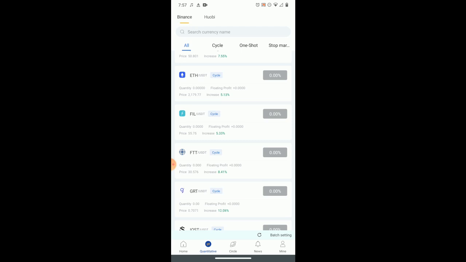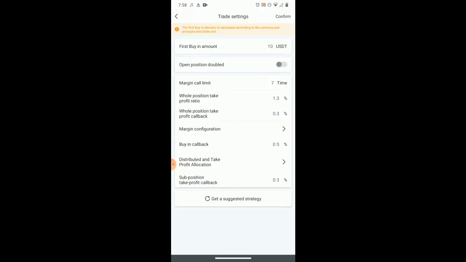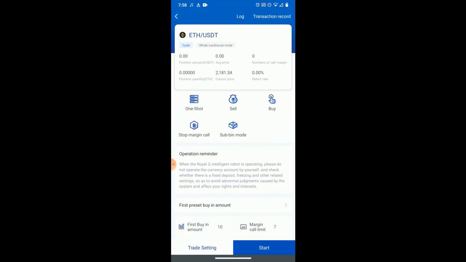So you will click on the pair. Then, before that, I will use this opportunity to explain the dollar cost averaging and Fibonacci retracement level. It is called retracement level because that is the level of support or resistance. How do I mean? Let us go there. Once you click on the pair, like Ethereum USDT, you click on trade setting. Before I click on trade setting, let me explain something to you.